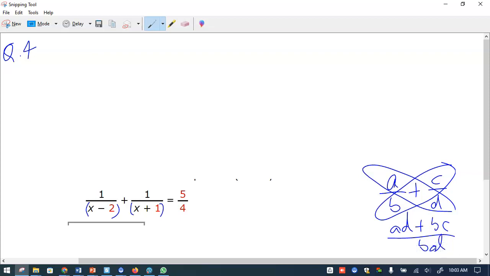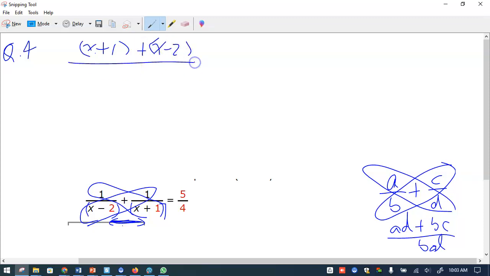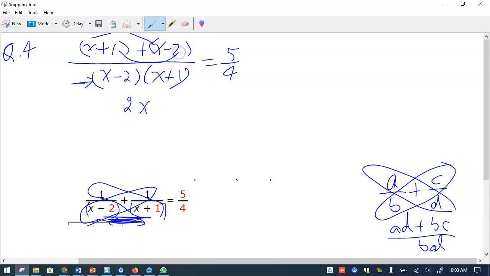So it means this x plus 1 you multiply to here, and this multiply here, and you multiply this too. So that means you get x plus 1, and then again, x minus 2. And at the bottom, you just multiply those two things, right? So x minus 2 and x plus 1. And on the right side will be 5 by 4. All you do next is you try to simplify. This becomes 2x, and 1 minus 2 will be minus 1.